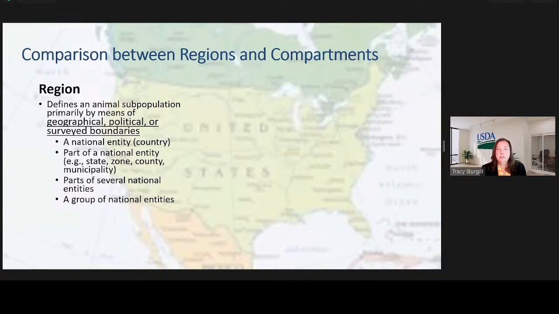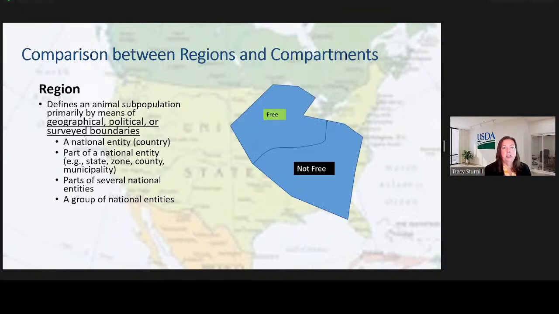So some of the key differences between regions and compartmentalizations, again, Dr. Cepeda did an excellent job, so I'm just going to briefly mention these. Regions are geographical, political, or surveyed boundaries. And an example very similar to his, you establish an affected zone or not free, establish that barrier or zone line, and then outside of that zone is the free zone.